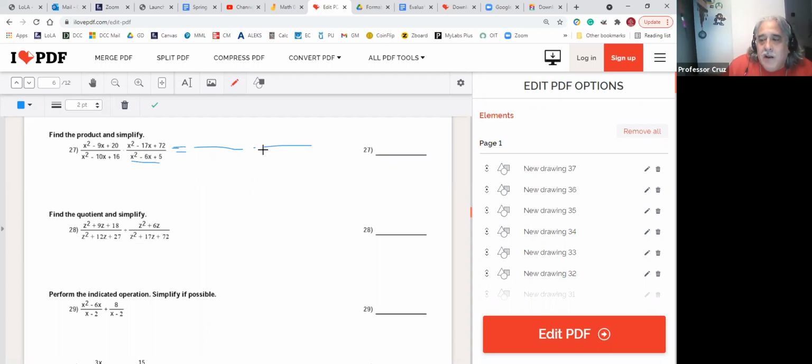So they both have to be negative. So there's only one possible factor that this could have. It's x minus 1, x minus 5.